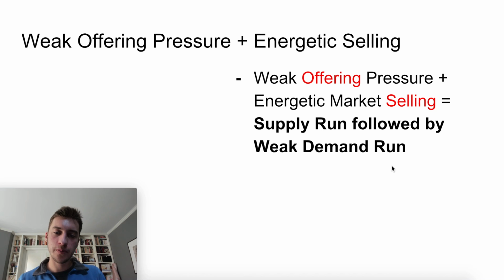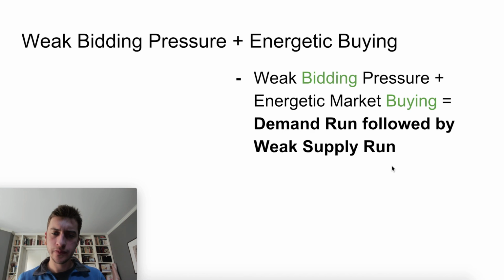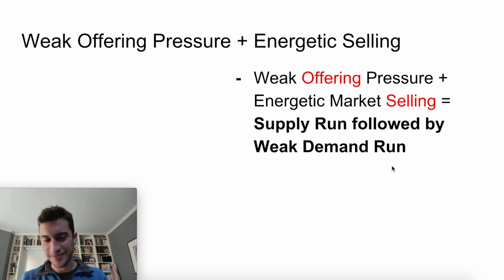Same thing here, weak offering pressure, but energetic market selling. Slightly different, but similar elements. So when you get very, very weak offering pressure, so price just is going down with energetic market selling. Everyone's selling, but really not many offers to match it. Then price has probably reached a point where supply has met demand, and you're going to get a supply run followed by a weak demand run. So you have that present supply run with that energetic market selling that's slicing through bids, also known as limit buy orders, as I've said probably a million times.